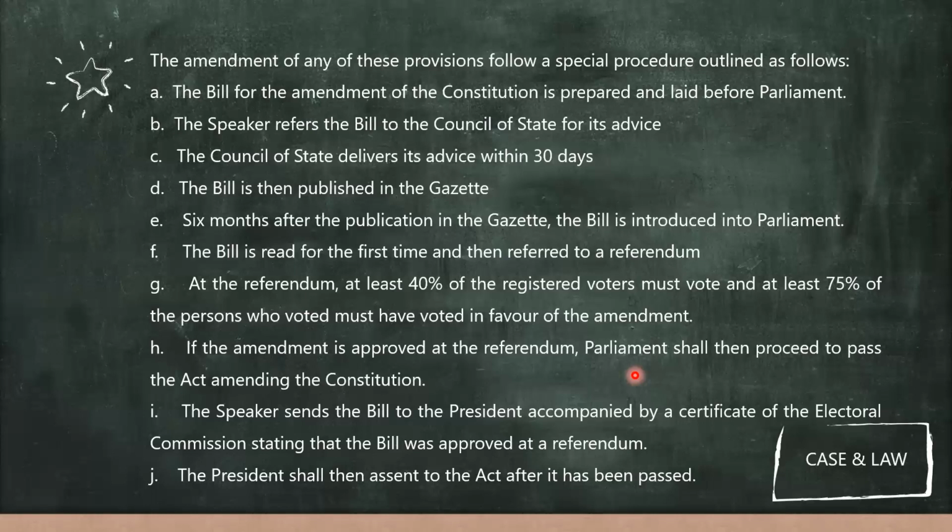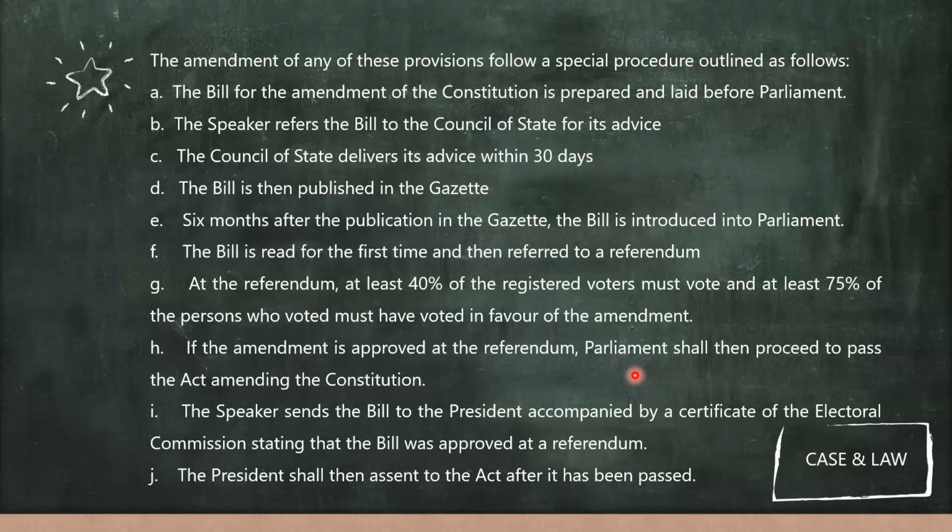The referendum is a vote where we all have a say whether we want a change or not. That is very important in the procedure because, as I've already mentioned, these provisions are very core to the constitutional rule of the state. So every citizen needs to have a say in that. At the referendum, at least 40% of the registered voters must vote, and at least 75% must vote in favor. Meaning that 40% of all Ghanaians must vote in that referendum.